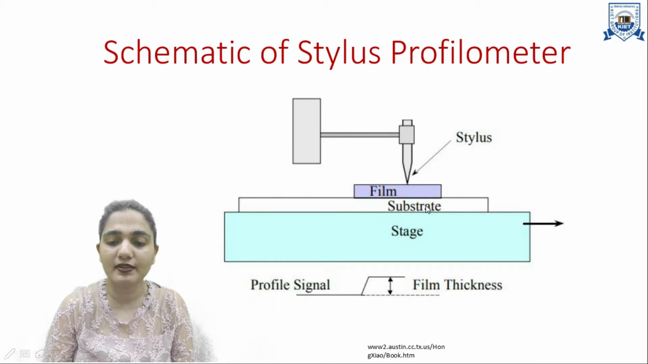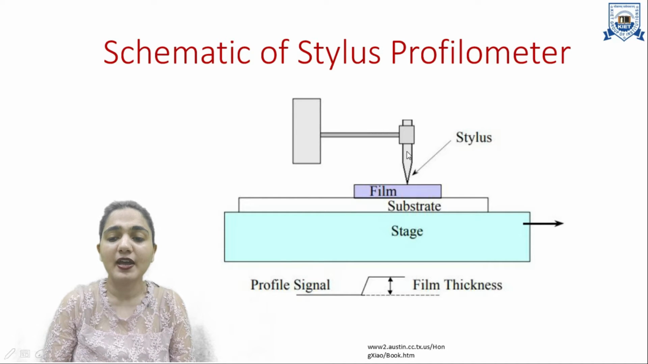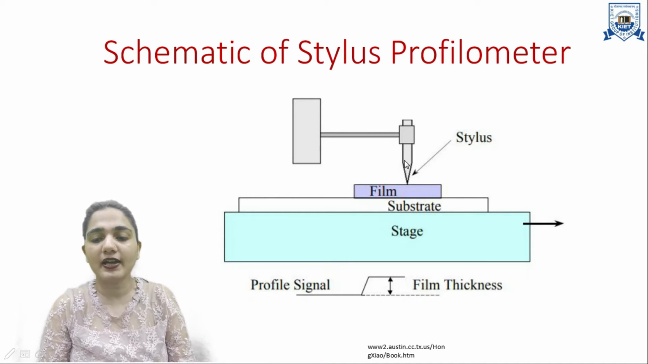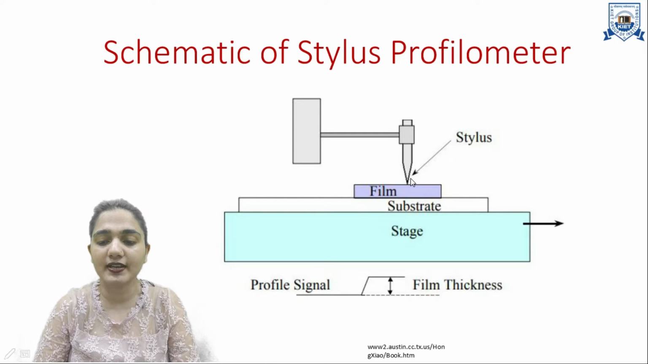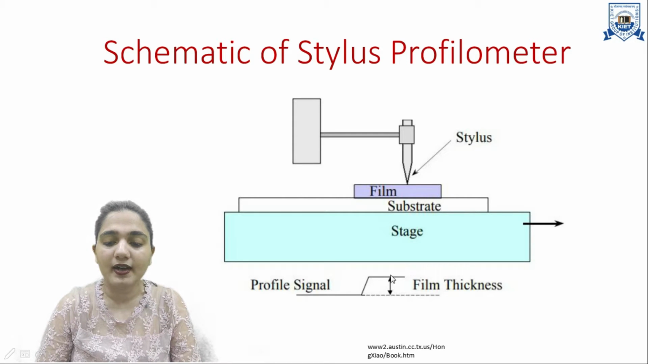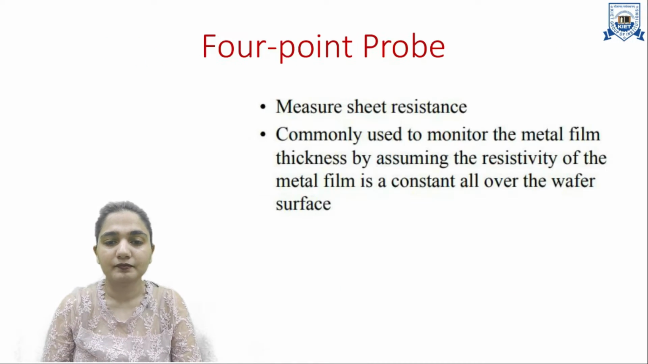So here we have the substrate, on the substrate we have the film, and this is my stylus. With the help of this stylus we can measure the thickness, and we can represent the thickness in terms of diameter also. You can represent it in the height as well. So we have the signal profile, and the film thickness is represented like this. Here we have the substrate, and this is the stage on which I will be putting my substrate, and on the substrate we have the film.